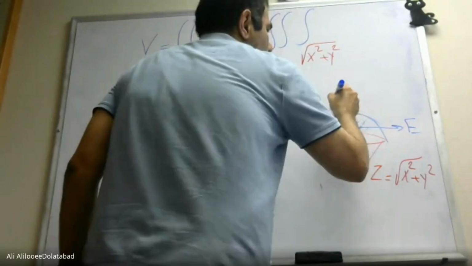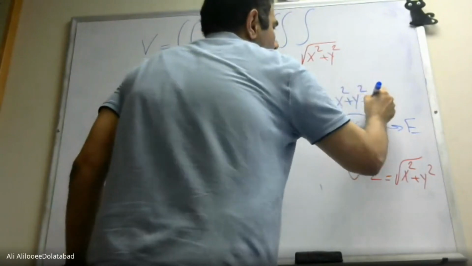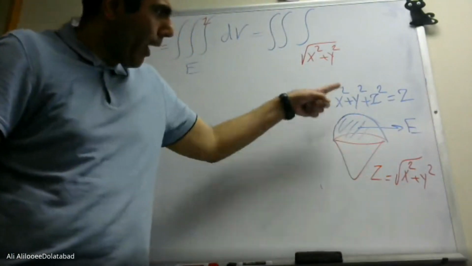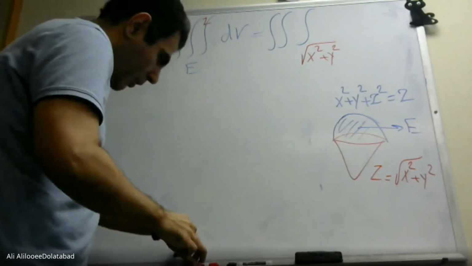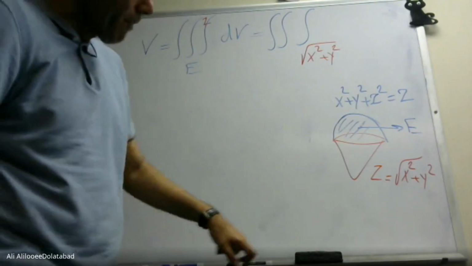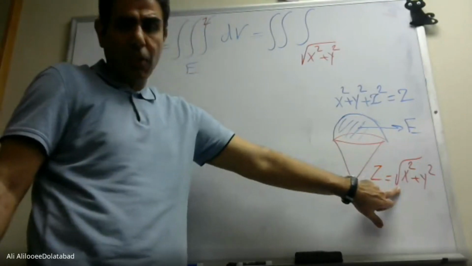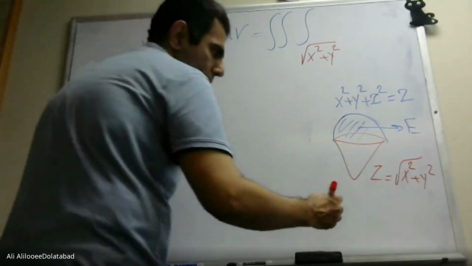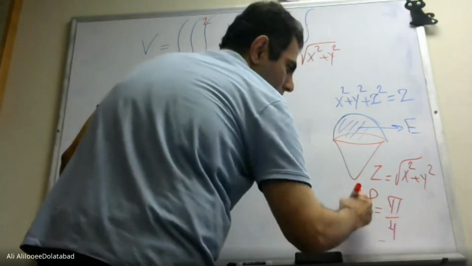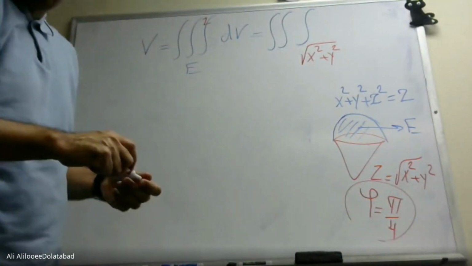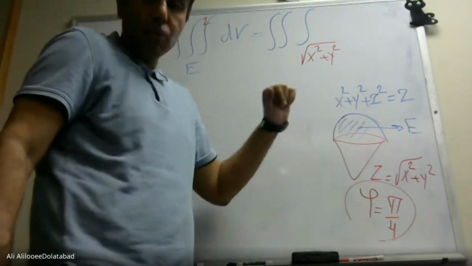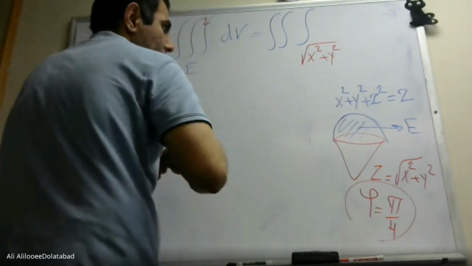So, see, we have x squared plus y squared plus z squared equals z. Let's convert these two equations into spherical coordinates. We converted this equation into spherical coordinates before. Some of you may remember the equation of this cone: phi equal to pi over 4. Here we have phi equal to pi over 4. That's easy. What about this one?